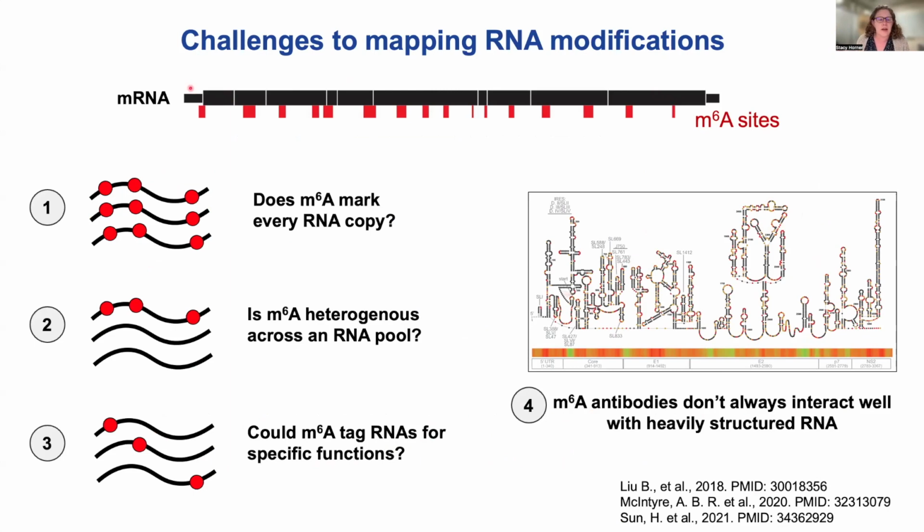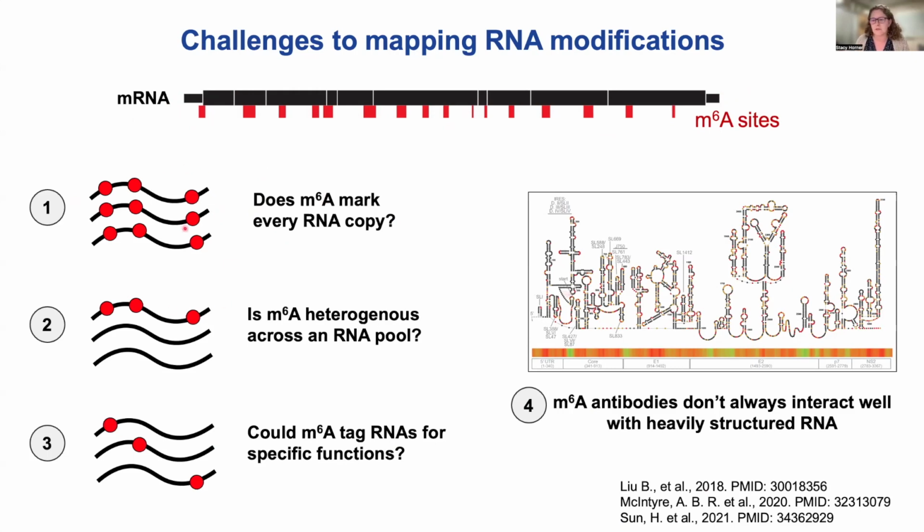So I've just kind of drawn a generic RNA here. It probably has a cap and a poly A tail. Maybe it had been spliced. If you profile the modification sites, it might look like this, but we don't actually know from antibody-based methods if m6A marks every RNA copy.